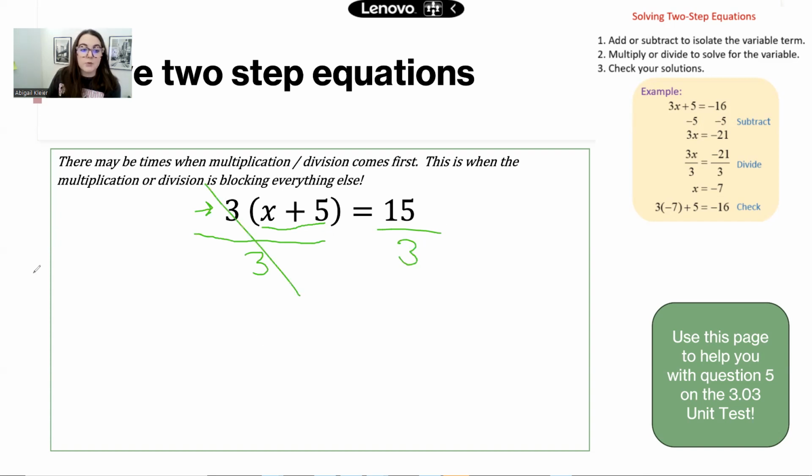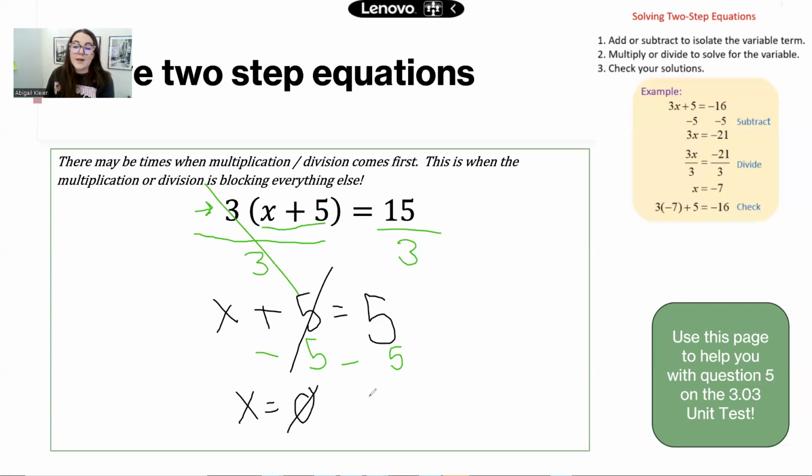Dividing both sides by 3, and you'll notice what happens when you divide this by 3, now we're just left with x plus 5 on this side. So now we are able to get down to just that one step. 15 divided by 3 equals 5. So now we're down to just that one step equation. I'm subtracting 5 from both sides. And this leaves me with x equals, this cancels out, and 5 minus 5 also cancels out, x equals 0. So use this slide to help you specifically with question number 5 on the Unit 3 test.